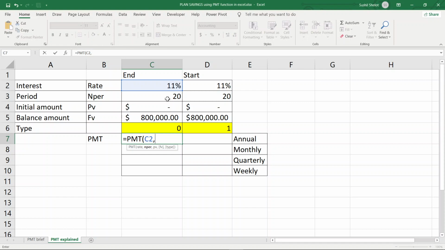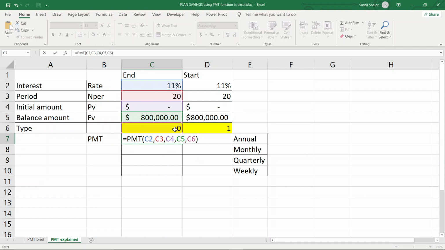The next thing is the NPER, that is the number of years for which this installment can be deposited. The next thing is the initial amount, that is 0, and 0 is represented as a dash or hyphen in an accounting cell. The next thing required is the balance amount or the amount target that the person needs to save. And last but not the least, as I said, is the type. So it is the end of the period, so we'll consider cell C6, that is having value 0.